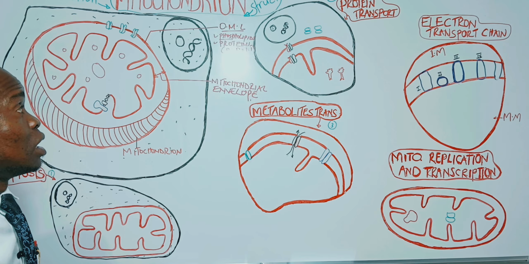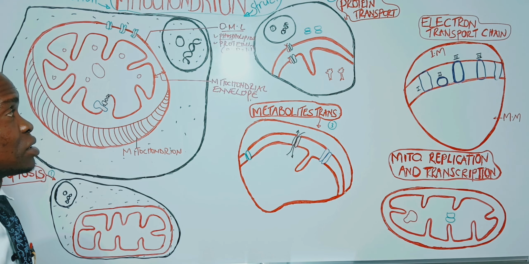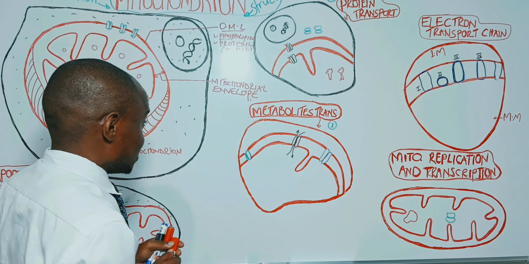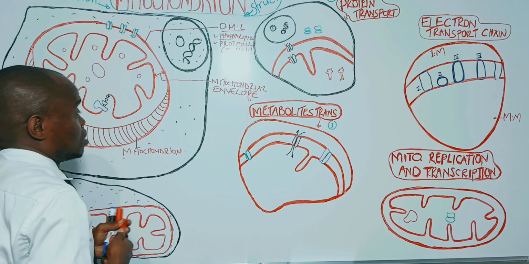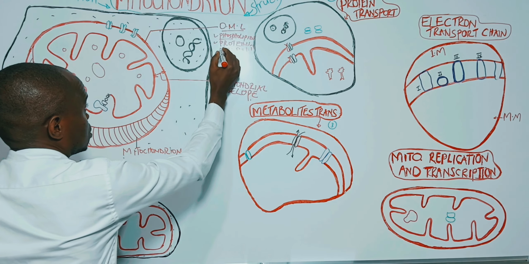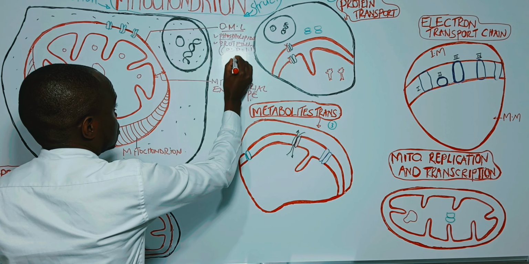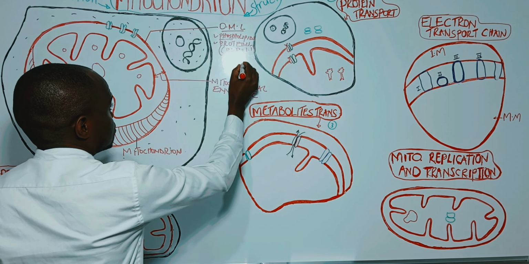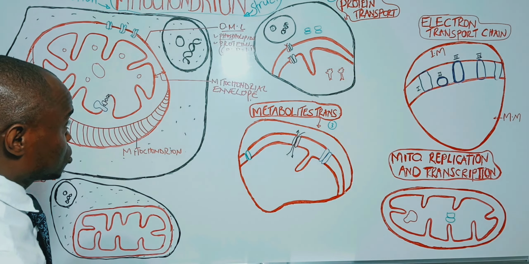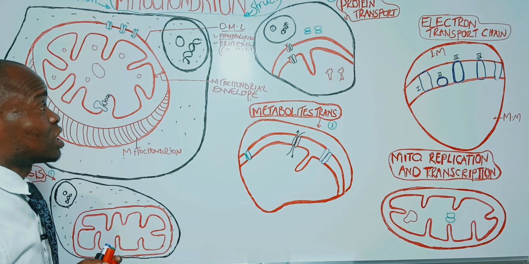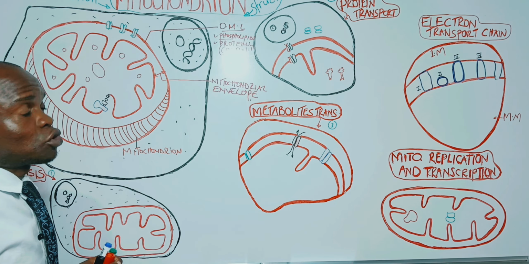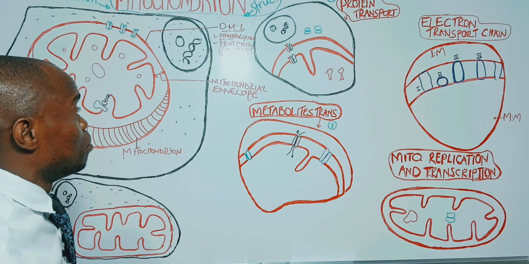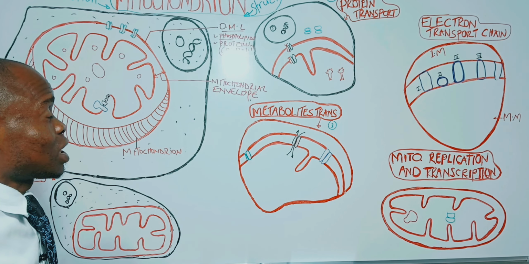They are major transporters and receptors, and we normally call them the TOMs and the TIMs. The TOMs are the translocase of the outer membrane, complex structures.